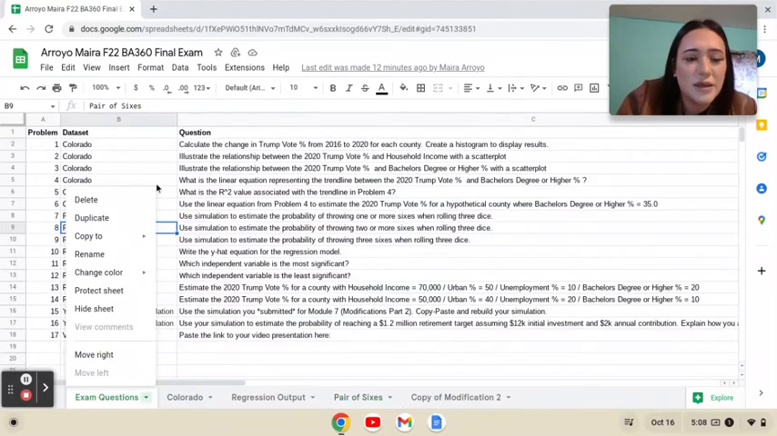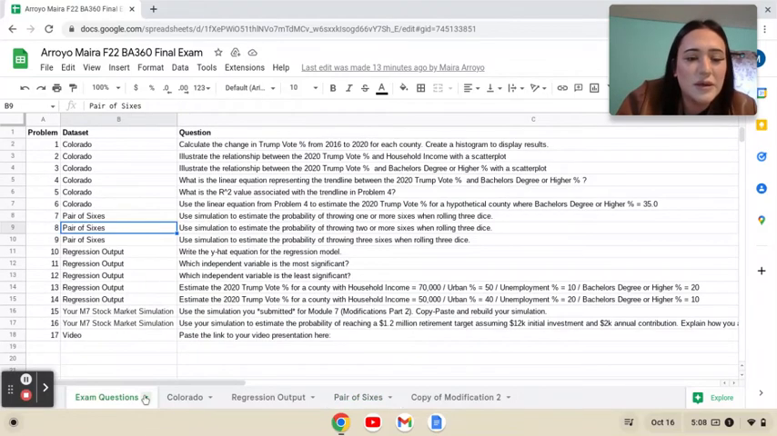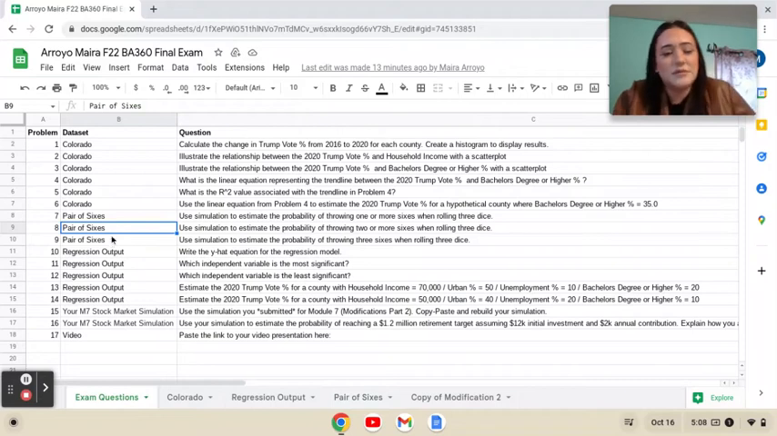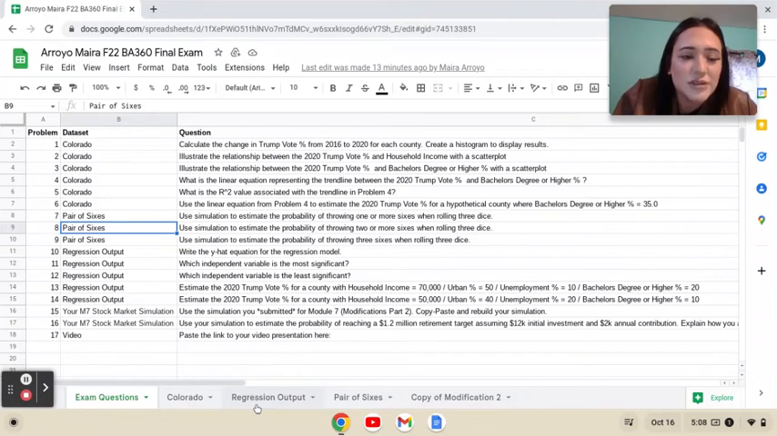And so that was my pair of sixes data set, which, like I said, was a little harder for me just because the equations are what I struggle with, putting them in the right order to get what I want. So it just kind of frustrates me after a while.